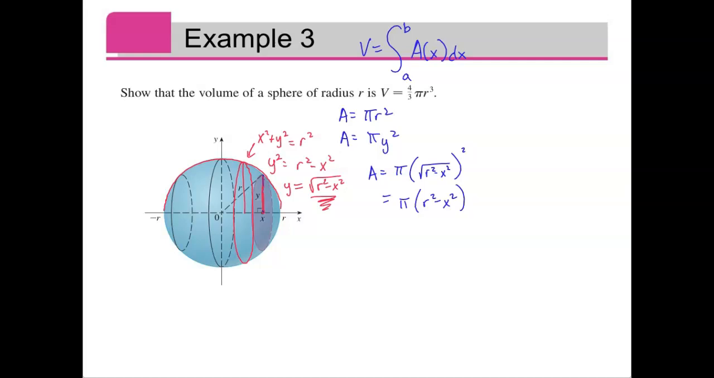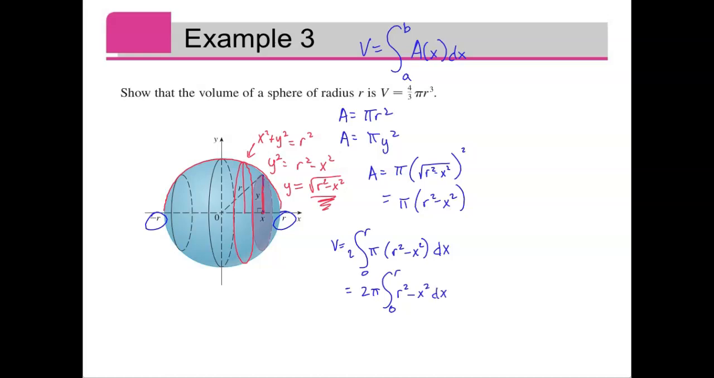All right. Well, now I want the volume of the whole sphere, so let's set up the integral. Volume equals the integral from what to what? Good. Negative r to r. Or we could recognize that it's symmetric. We could go from 0 to r and then just multiply it by 2, right? 2 pi times r squared minus x squared dx. All right, I'm going to factor out the pi. So that's equal to 2 pi times the integral 0 to r of r squared minus x squared dx.